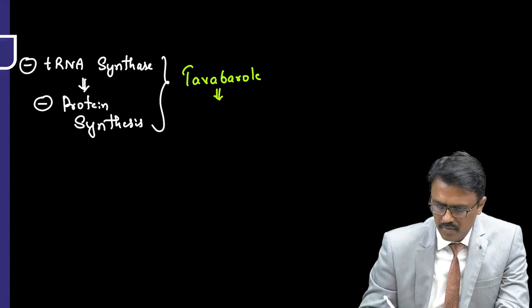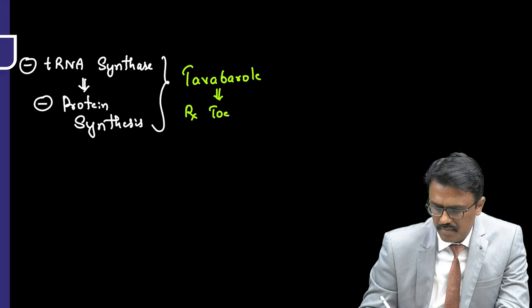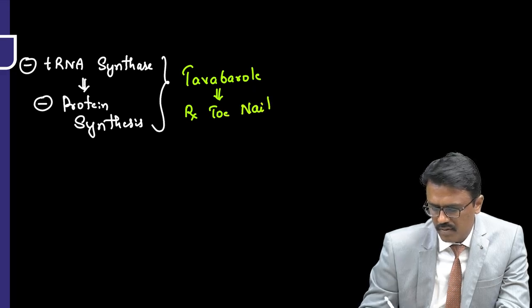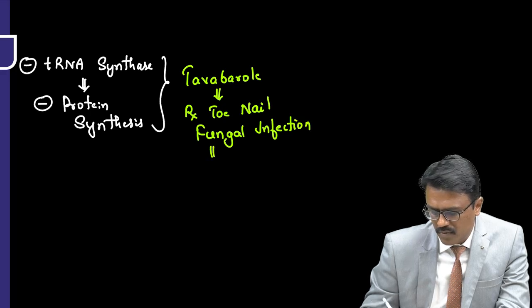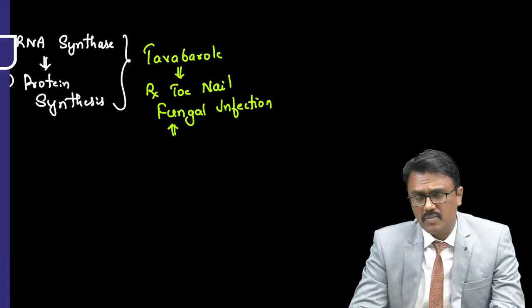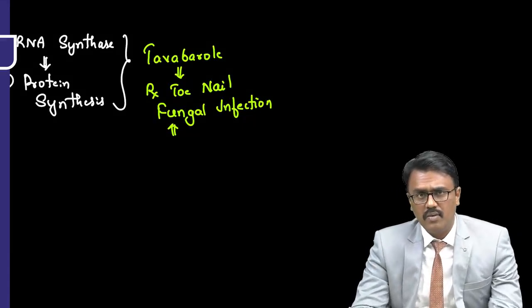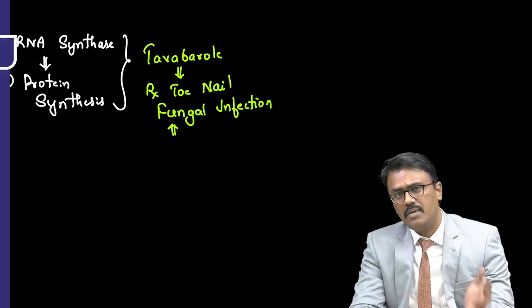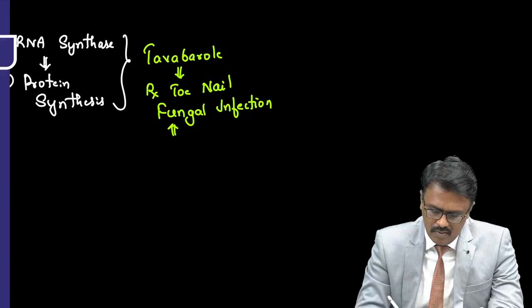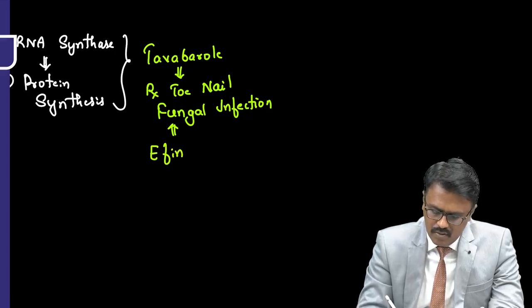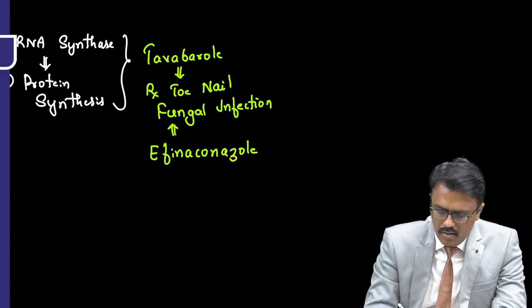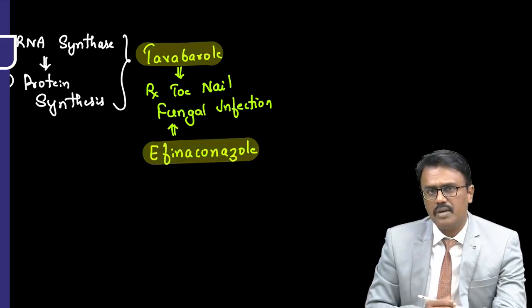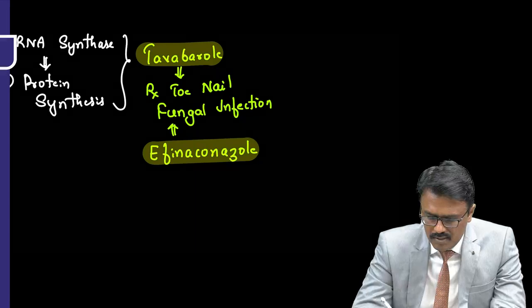It is mainly approved for treating toenail fungal infection. Now, one more drug that is approved for toenail fungal infection. Why am I repeating this? Because toenail fungal infections are not going to go away easily, so they require treatment for a very long period, up to 1 year. One more drug is called efinaconazole. These are two drugs which are used in toenail onychomycosis. They are new drugs and they can be a potential question for your future exam.